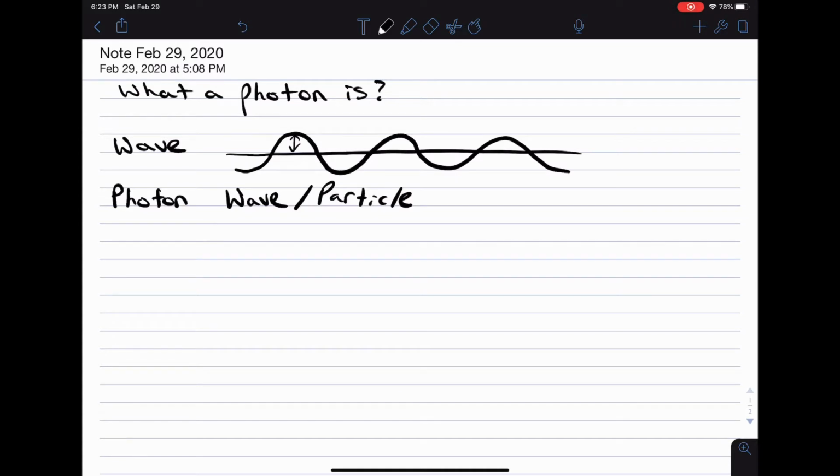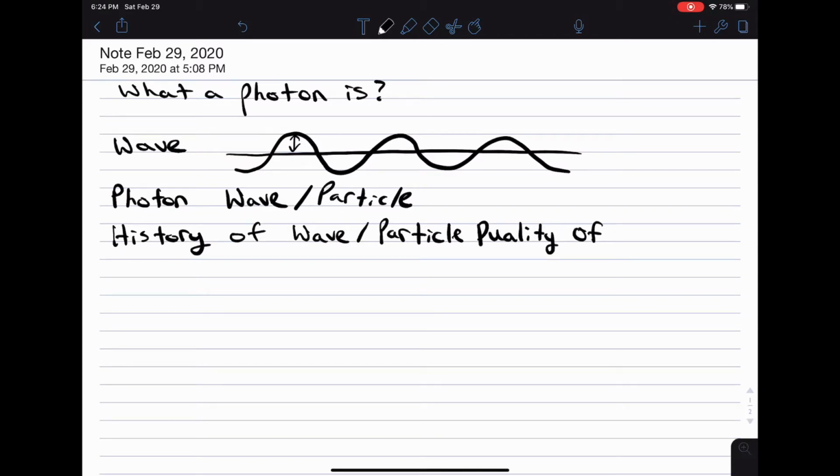So first I wanted to start off with a little bit of history about how we know that this is occurring. We'll call it the history of wave/particle duality of photons.